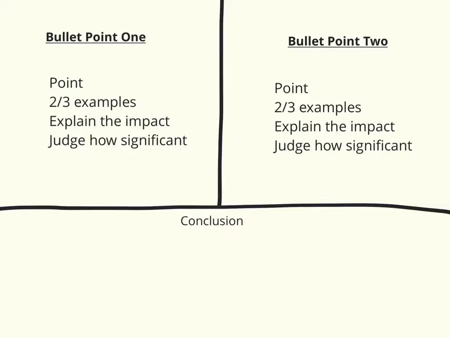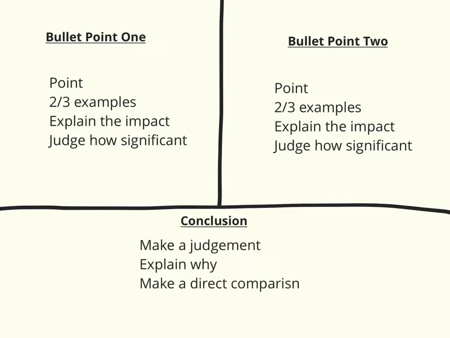And then for your conclusion, you want to make a clear judgment about which one of the 2 you think is most significant. You need to explain that judgment, and if you can, and this is to get to the top level skills, you want to make a direct comparison between them, which will allow you to show the examiner that you're able to make a clear judgment. And to make that direct comparison, again, think about how big, how many, and how long.